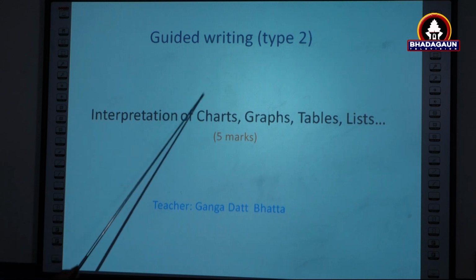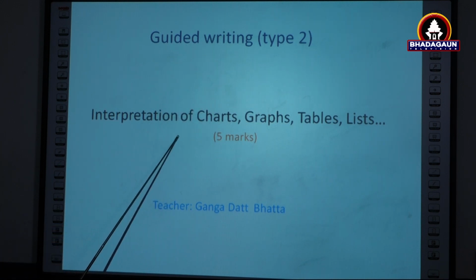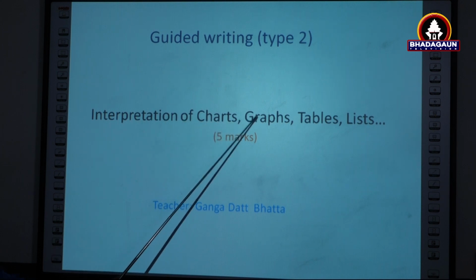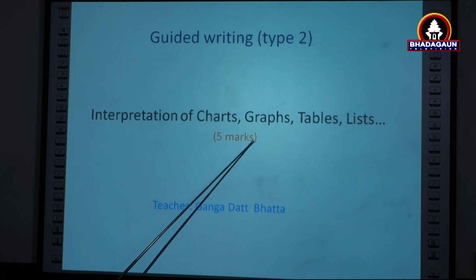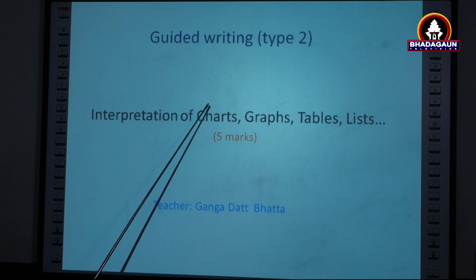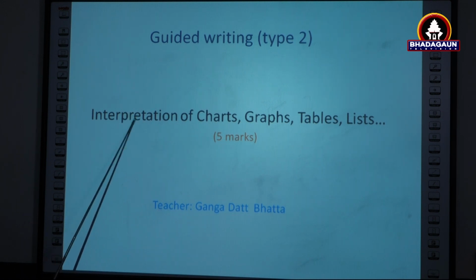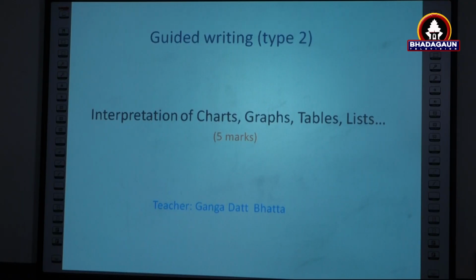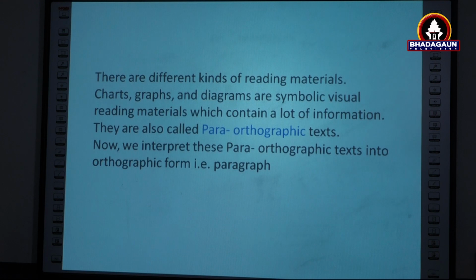Under this guided writing type 2, one of the topics is interpretation of charts, graphs, table, list, etc., which also contains 5 marks. This is also guided writing. Just chart, graph, table, list, picture will be given as a question and you have to interpret them. You have to describe, you have to write a short description observing those charts and graphs.